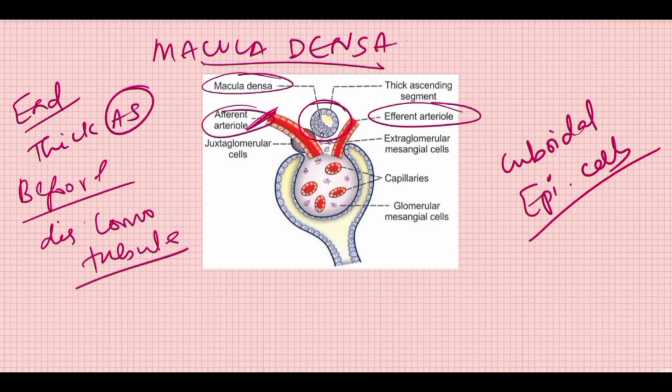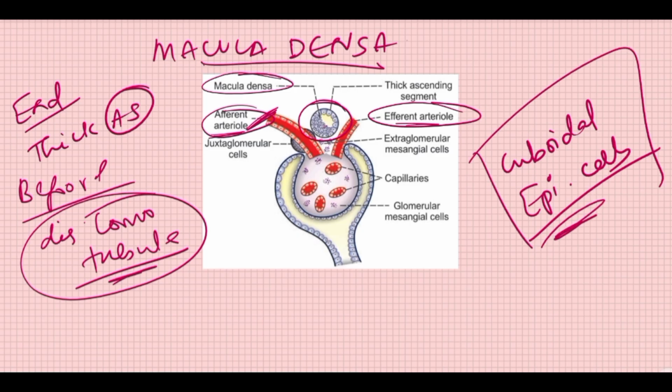Macula densa is the end of the thick ascending segment before it becomes the distal convoluted tubule, and it is situated between the afferent arteriole and efferent arteriole, very close to the afferent arteriole, and the cells are cuboidal epithelial cells.